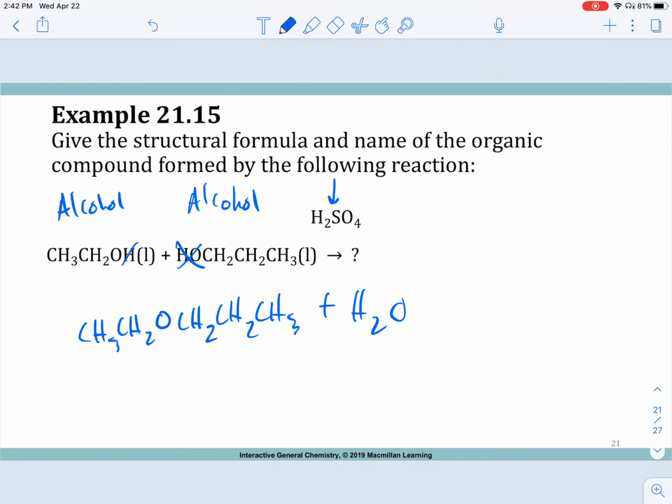And there we go. So how would we name this thing? Well, same process. We'll look for the smallest chain, which in this case is ethoxy again. And then what is this one? 1, 2, 3 for propane: ethoxypropane.